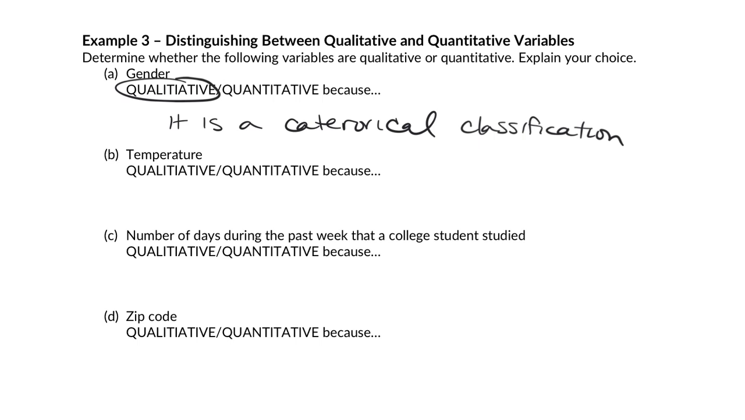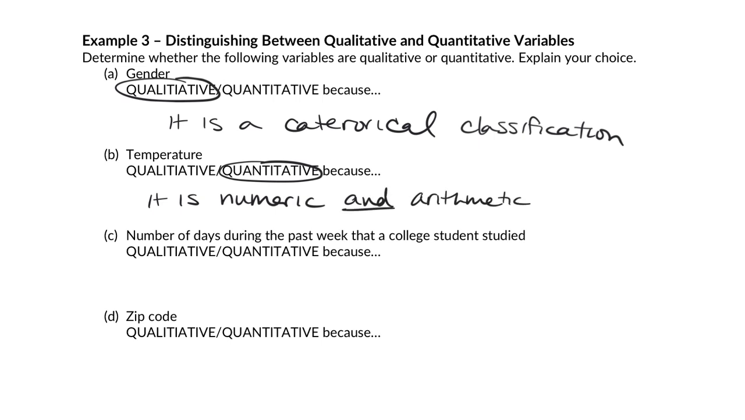Qualitative or quantitative? Quantitative. Why is it quantitative? Numbers. Because it is numeric and arithmetic means something. Now, what do I mean by that? Arithmetic means something when it comes to temperature. Arithmetic means adding and subtracting. Let's say one day the temperature, well, what is the temperature right now? It is 35 degrees outside. Something like 2 days ago, it was 80 degrees outside.